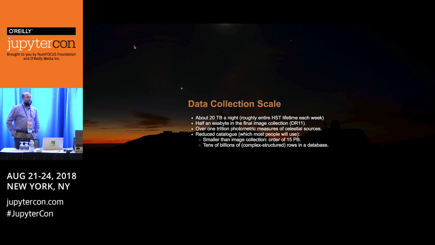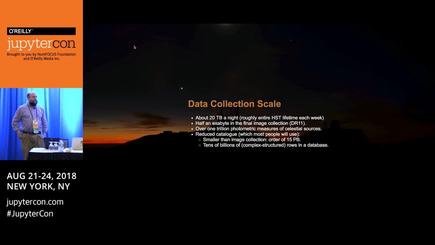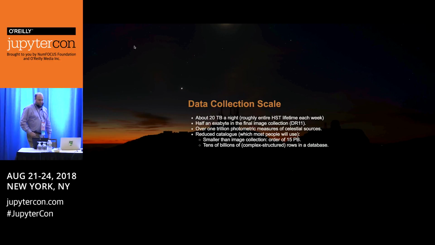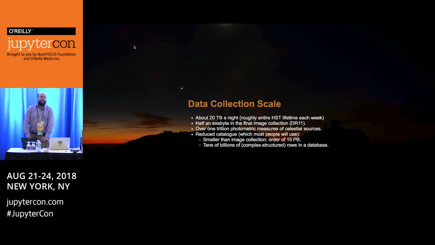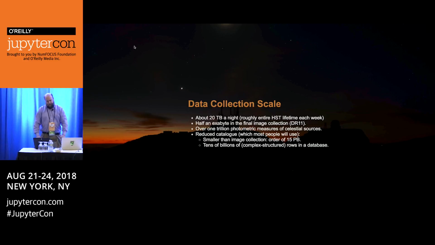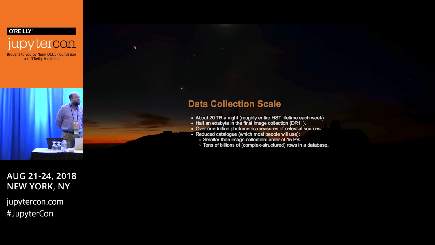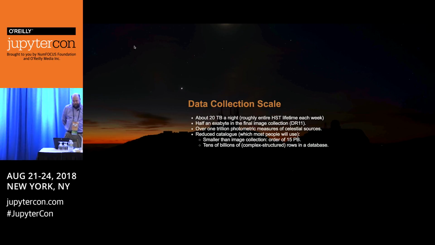So to do this, we are collecting an awful lot of data. Roughly 20 terabytes of data a night will be coming in from the telescope. To put that into some perspective, I'm sure you've seen many Hubble Space Telescope perspectives. We collect the entire HST lifetime data set scale each week. Our final image collection after 10 years will be approximately half an exabyte. That includes over 1 trillion photometric measurements of celestial sources.